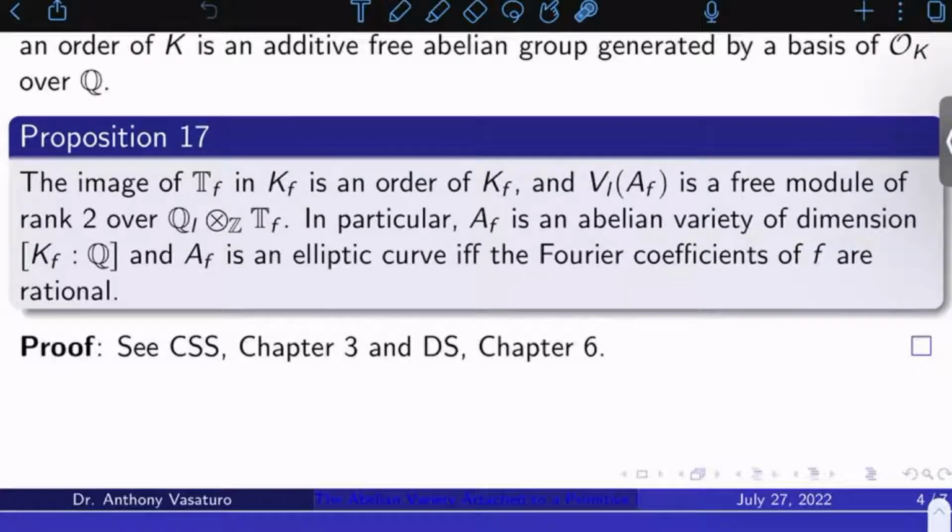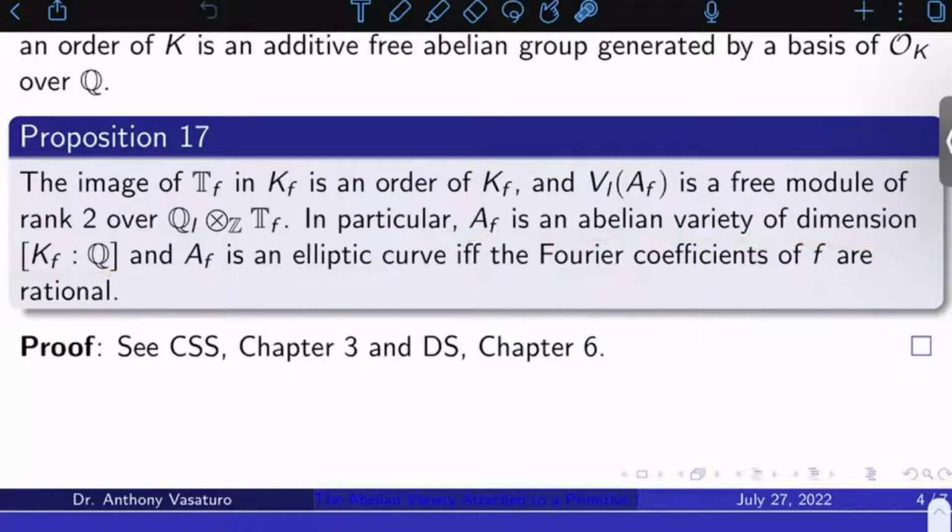It's very simply the degree of K_F over Q as a number field. It's just the degree of the field extension. Okay. And so A_F is an elliptic curve if and only if the Fourier coefficients of F are rational, in Q. You can see that from just this statement, right?